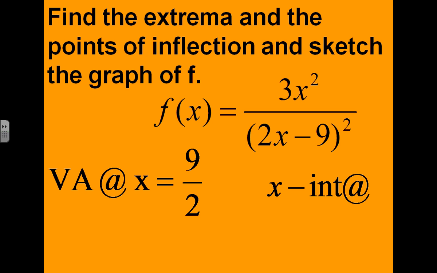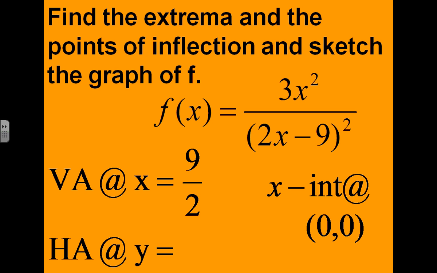X-intercepts. Where's that going to happen? Yeah, pretty much you're right. It's at 0, so it's also the y-intercept. You can only have one y-intercept on a graph. If you had more than one, you wouldn't be a function, and this is a function. You can have multiple x-intercepts, but only one y-intercept. So the y-intercept is at the origin, the x-intercept is at the origin. We've got a vertical asymptote at 9/2. What about any horizontal asymptote? We just talked about that.